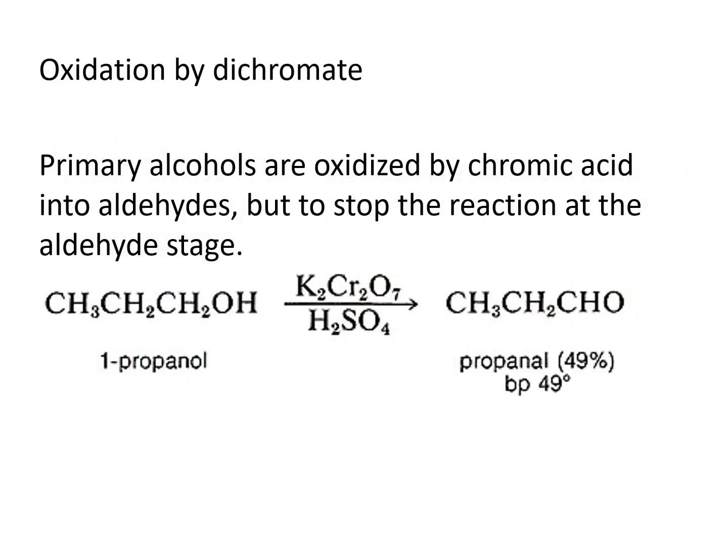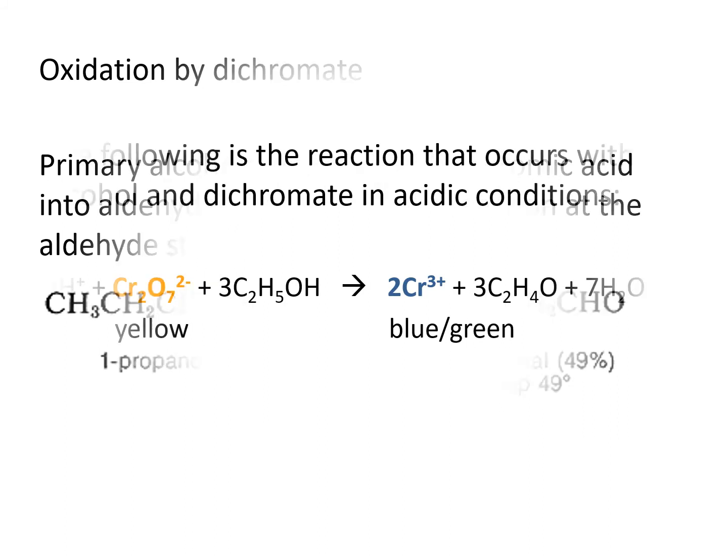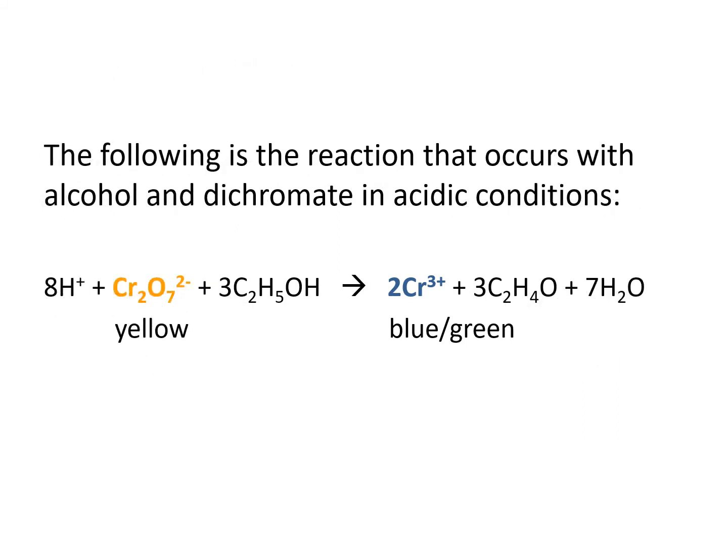Dichromate oxidation. The condition is potassium dichromate in concentrated sulfuric acid. Primary alcohols are oxidized to aldehyde, and it will stop at the aldehyde stage. It will not proceed to carboxylic acid. The chemical reaction goes from the yellow color of the dichromate to blue-green.